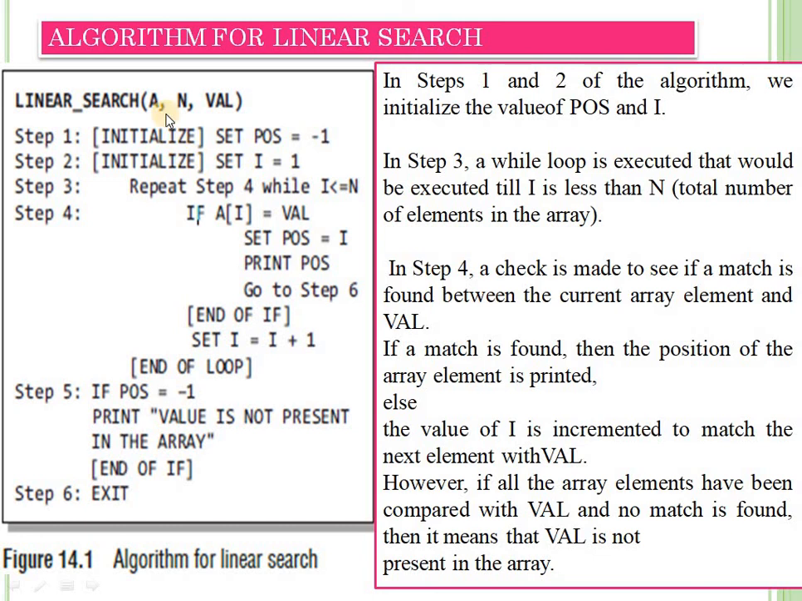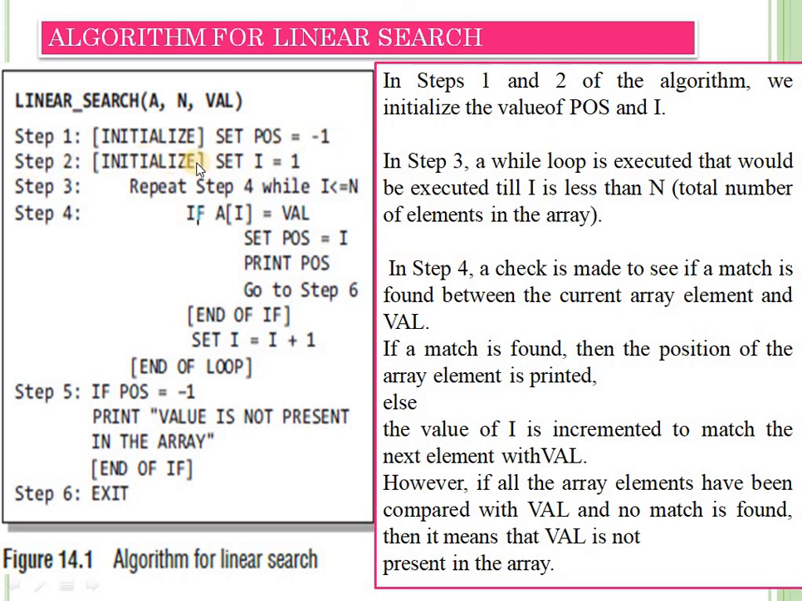Linear search. Here we have array A, and to store the number of elements we use n. Then for the target element we use the variable val. Here we are storing the target for a search. Step 1, initialization. Here we set POS, meaning position, to -1. This is the index. Okay, position is -1.